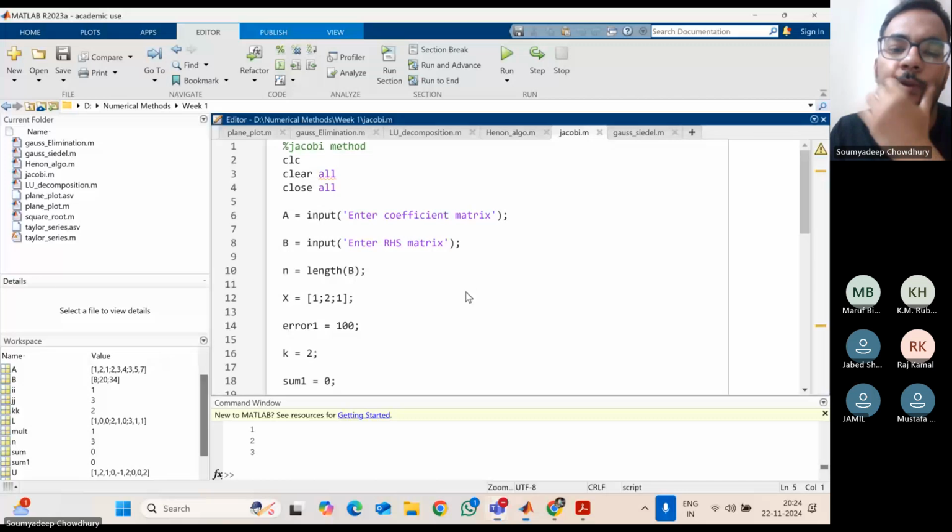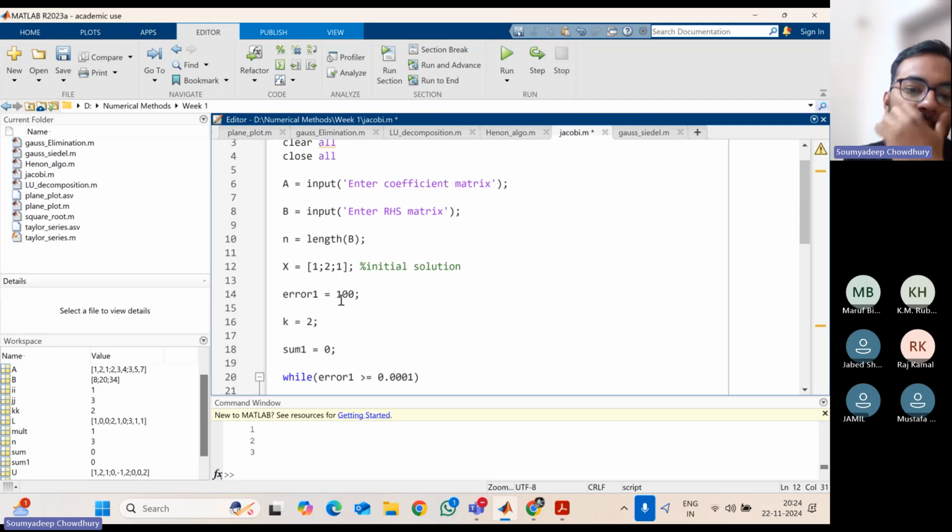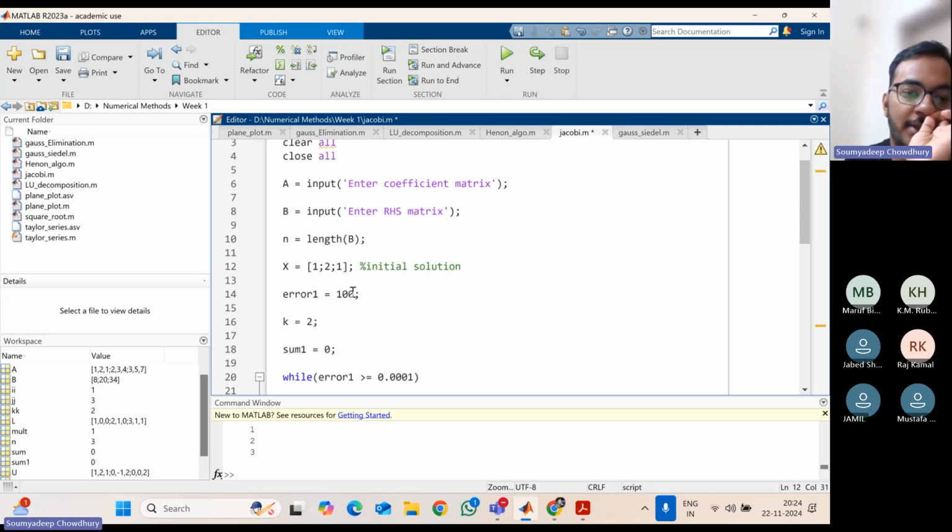Okay. So in Jacobi method, first you have to take A and B as input, right? Coefficient matrix and RHS matrix. N is the number of unknowns. X is here the initial value, the initial solution. This will be given. The error first, I am taking as a very high value so that we can first enter the loop. Any value you can assume here. I'm taking a counter k, that is to track the number of iterations.